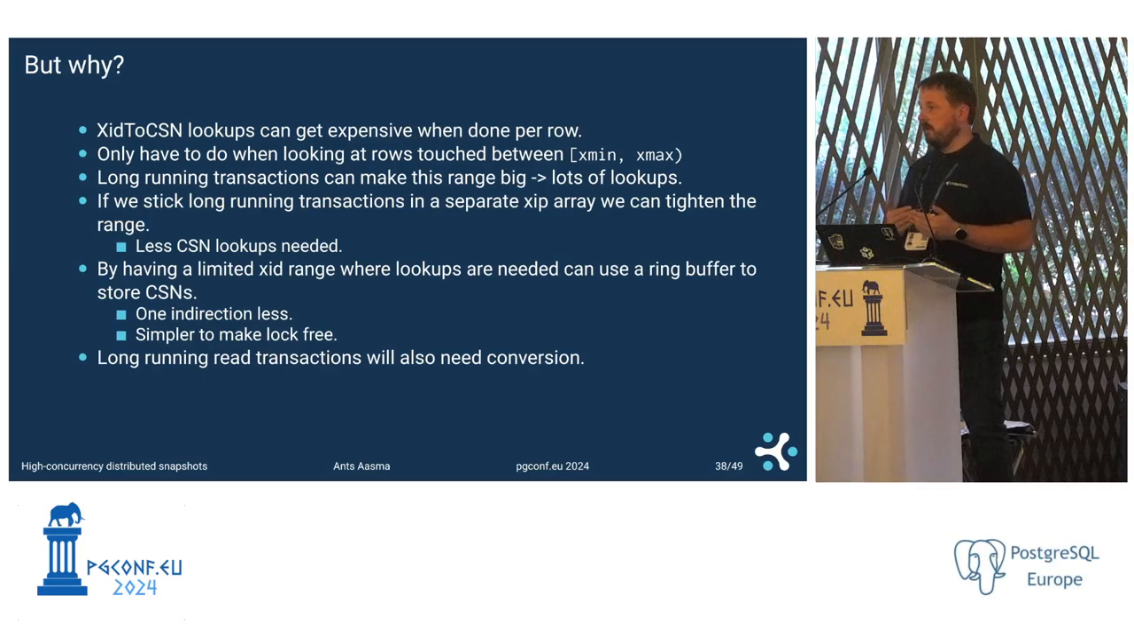Because we might also have long-running read transactions, they also need to have this xmin and xmax value available for CSN translation. And this value will be going backwards in time, essentially, in the ring buffer. So we are adding new stuff on top, and at some point we will be overwriting all of our CSN values that are needed for those long-running transactions. So we need to convert those ones to be using this XIP array also.